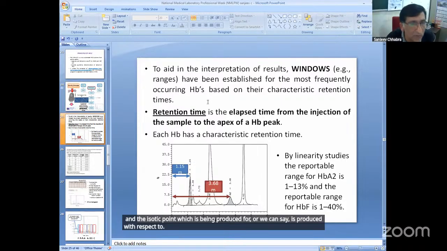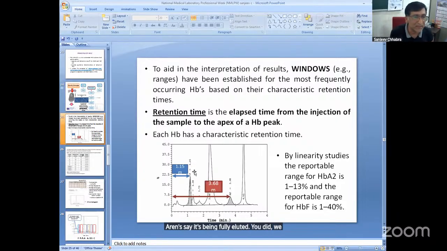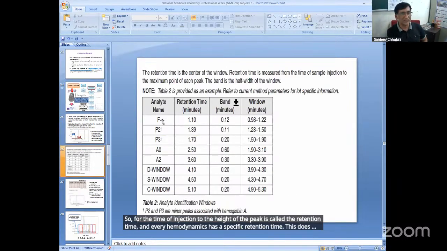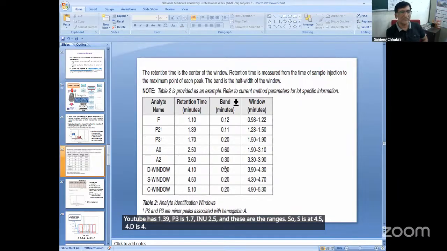So how we identify the hemoglobin is by measuring retention time, how long the hemoglobin is retained in the column before being eluted. When it is fully eluted, the peak is at maximum height. The time from injection to the height of the peak is called the retention time, and every hemoglobin has a specific retention time. This is the retention time of the various hemoglobins detected by our HPLC. F is 1.1, with a window range of 1.0 to 1.2. P2 is 1.39, P3 is 1.7, A2 is 2.5, and these are the ranges. S is at 4.5, D is 4.1, C is 5.1.